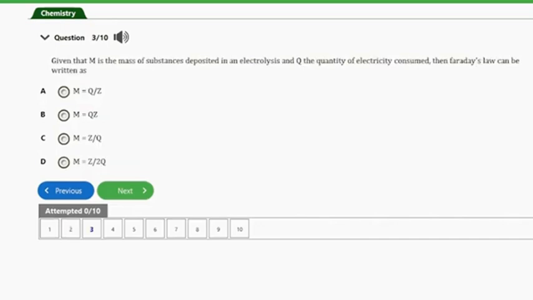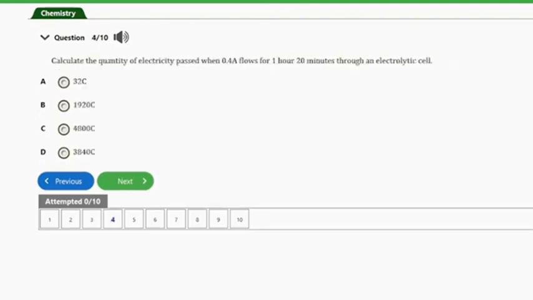And then the next question, guys, is question number 3 here. The question here says, given that M is the mass of substances deposited in an electrolysis and Q is the quantity of electricity consumed, the Faraday law can be written as A, M equals Q over Z, B, M equals QZ, C, M equals Z over Q, D, M equals Z over 2Q. So guys, the answer to this question is option B here, M equals QZ. So that's it for that question. Let's consider the next question, guys.